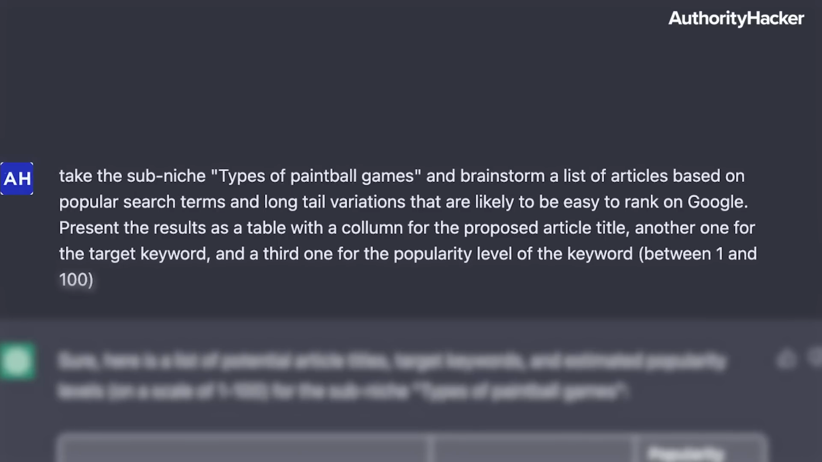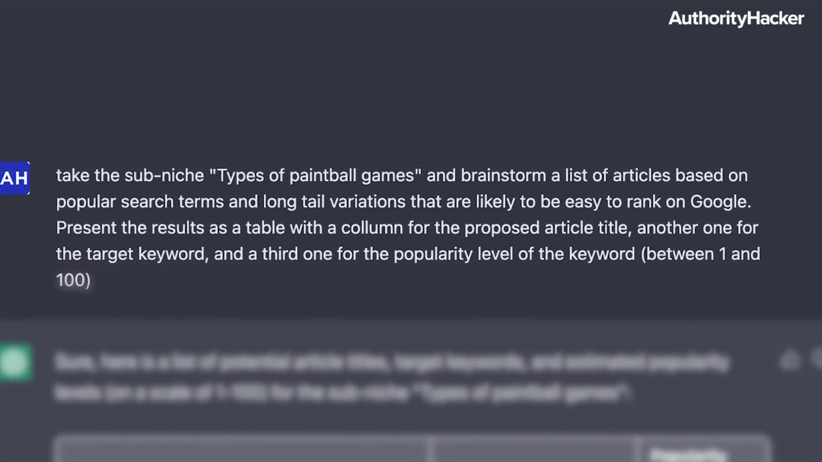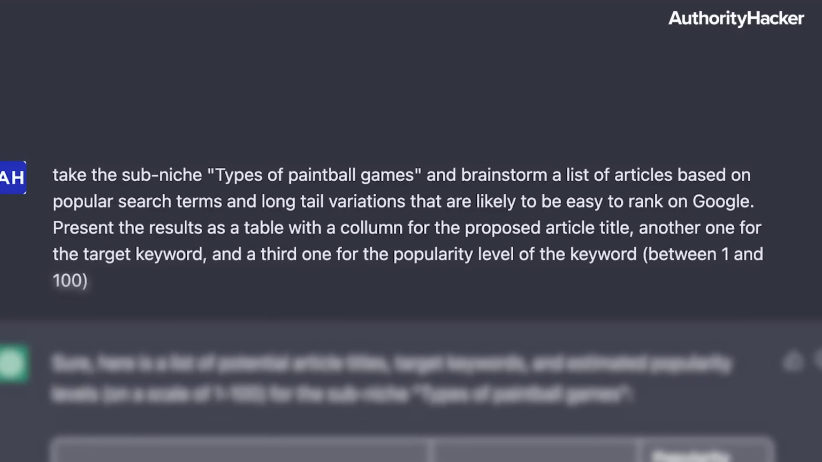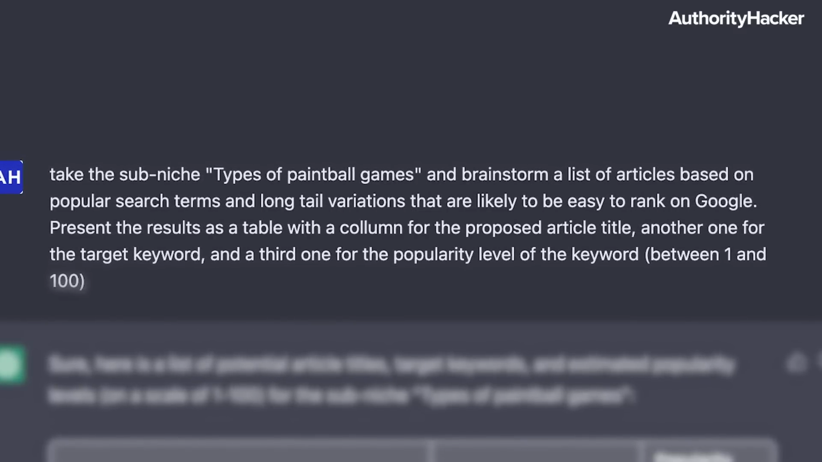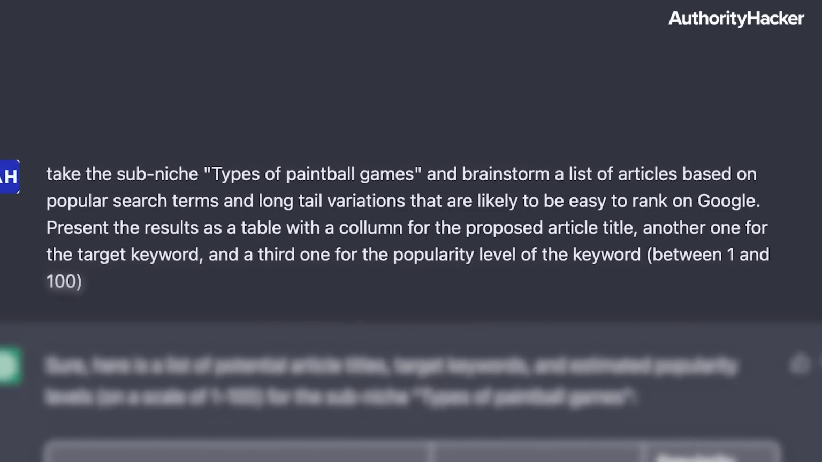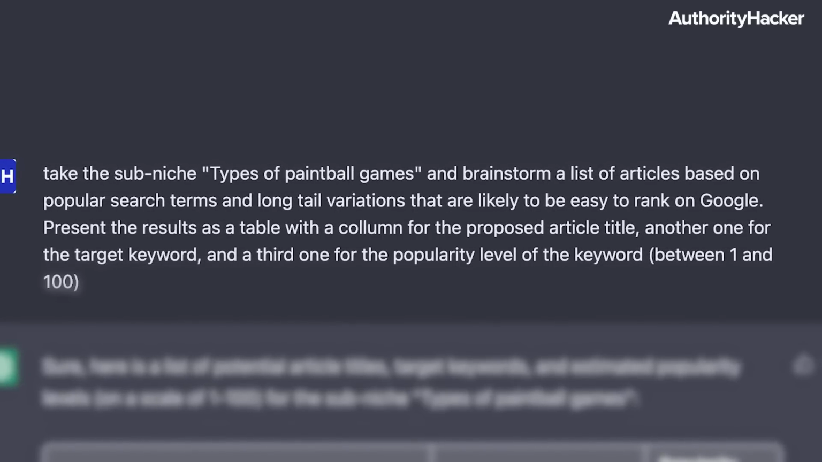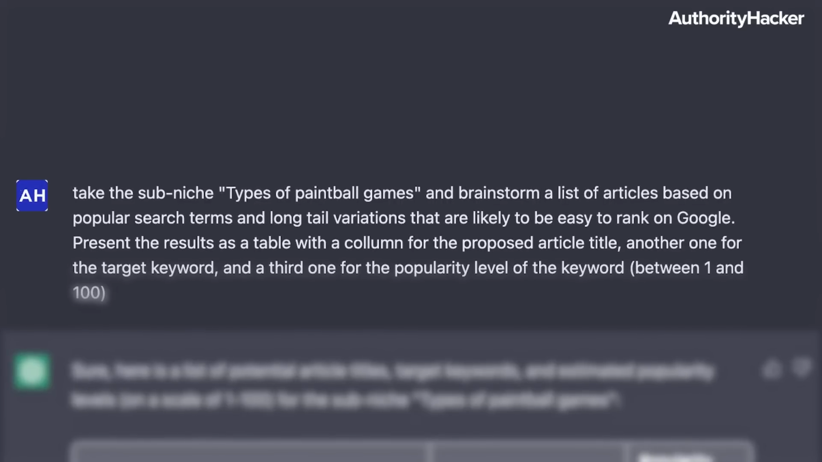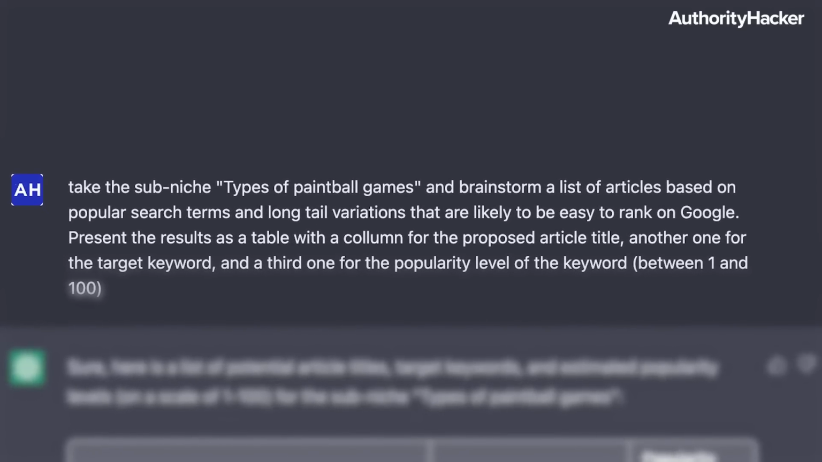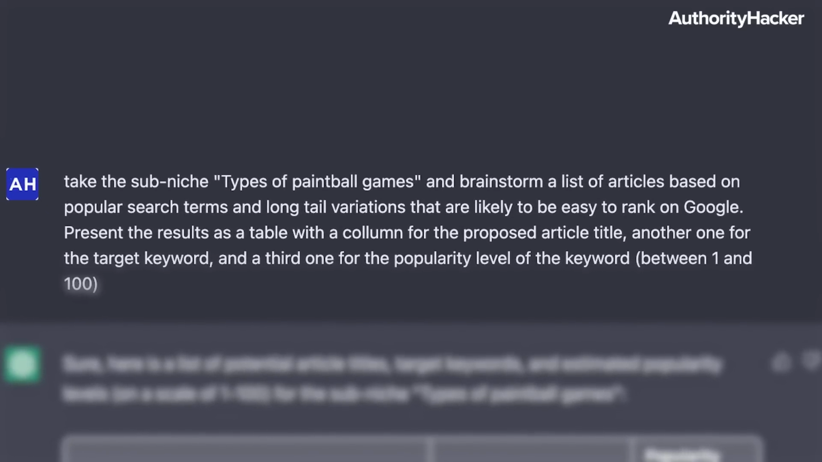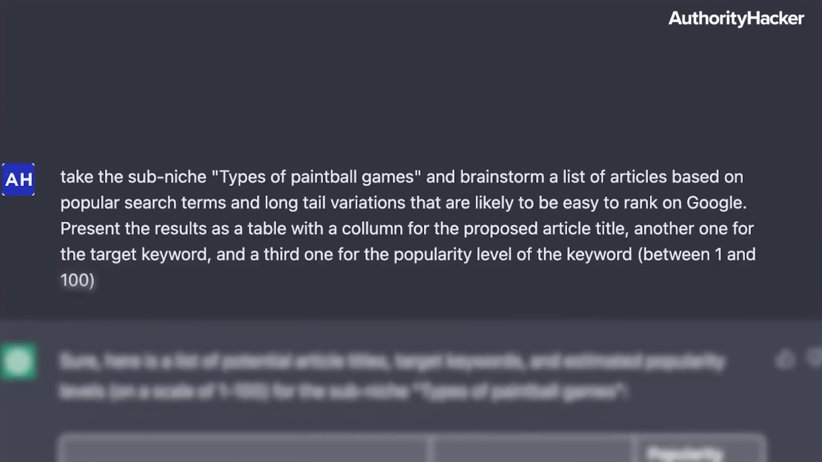Then I was like, okay, take the sub-niche types of paintball games, which is one of them that it gave me, and brainstorm a list of articles based on popular search terms and long-tail variations that are likely to be easy to rank on Google. This is going to try its best guess. It's as if I was asking you without Ahrefs, just get an idea. Present the result as a table with a column for the proposed article title, another one for the target keyword, and a third one for popularity level for the keyword between 1 and 100.